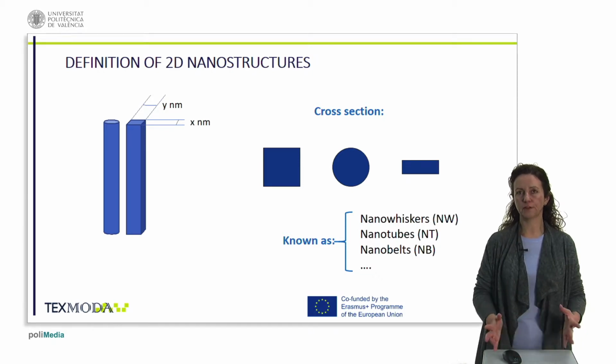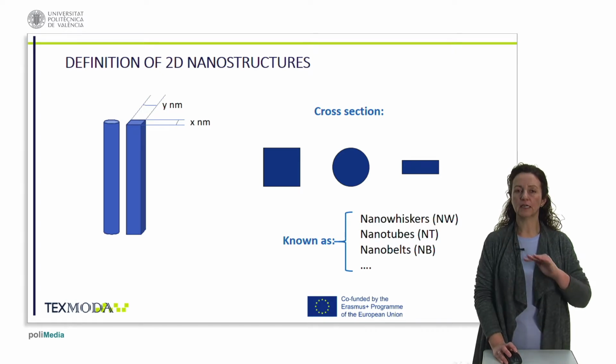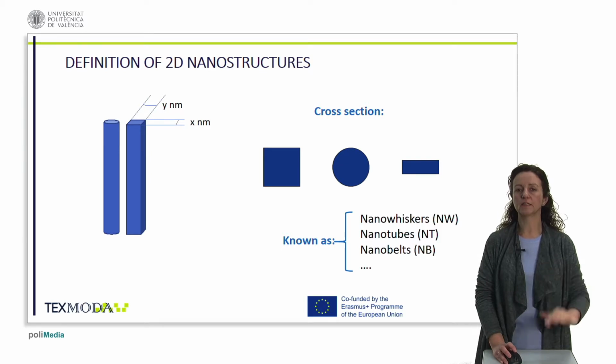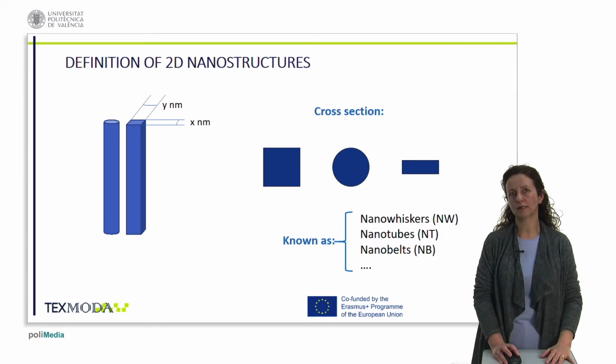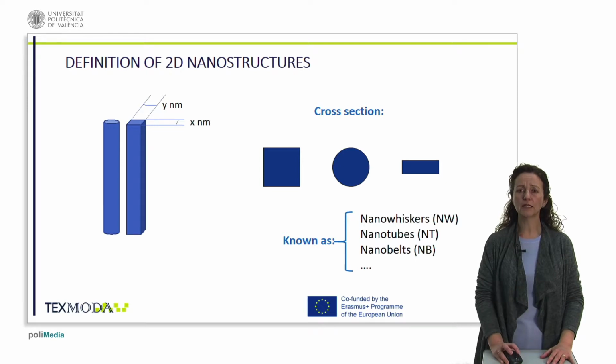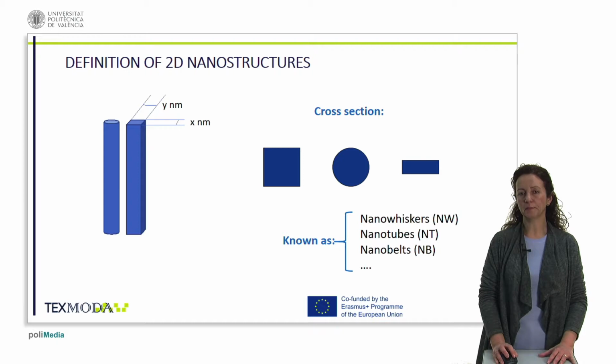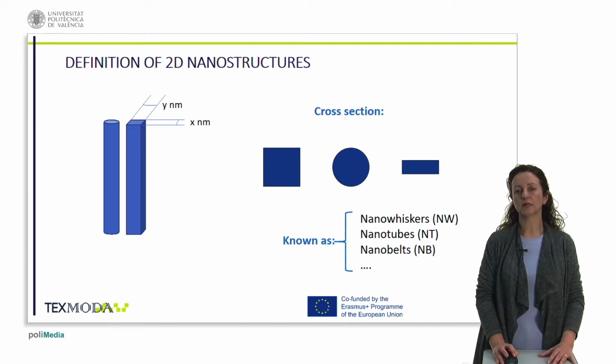We can have different cross sections, but in this plane we are going to find that the dimensions of the product are nanometric. Usually they are called nano-whiskers, which could be abbreviated as NW, nanotubes, NT, nanobelts, NB. Usually nanobelts is when they have this cross-section in this part. It is a flat cross-section, but they all are known as nanofibers.